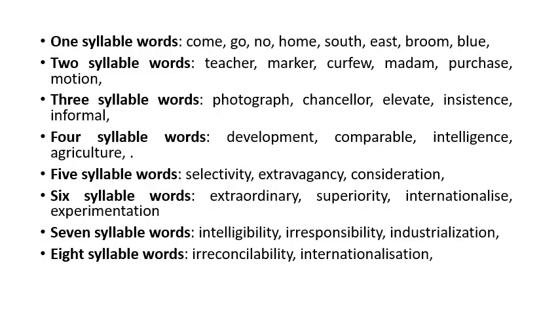One syllable words: come, go, now, no, south, east, broom, blue. Then we have two syllable words: teacher, marker, kafu, madam, patches, motion. Three syllable words: photograph, chancellor, elevate, insistence, informer. Then we have four syllable words: development, comparable, intelligence, agriculture. Then we have five syllable words: selectivity, extravagance.